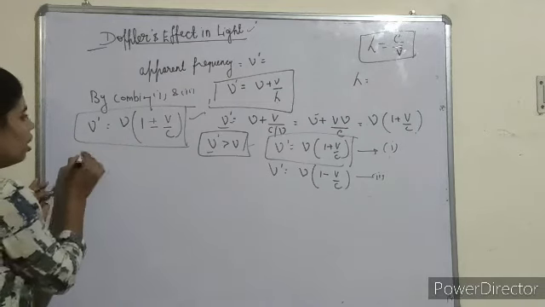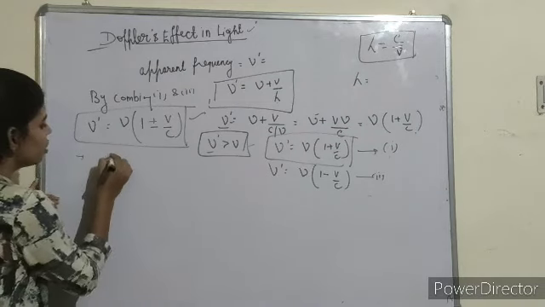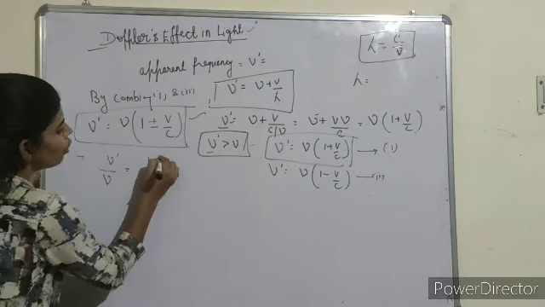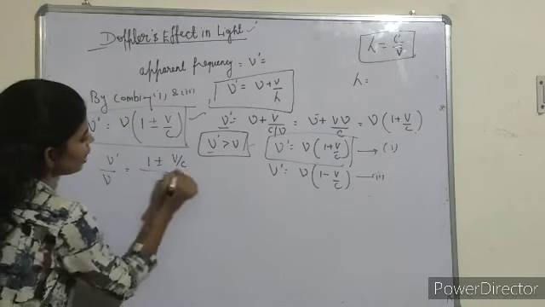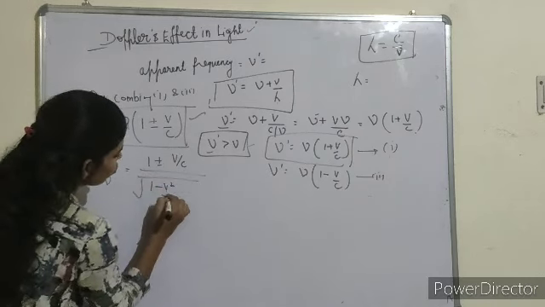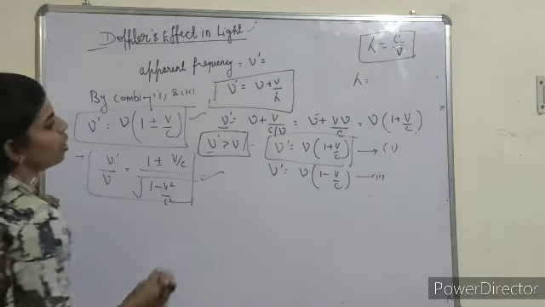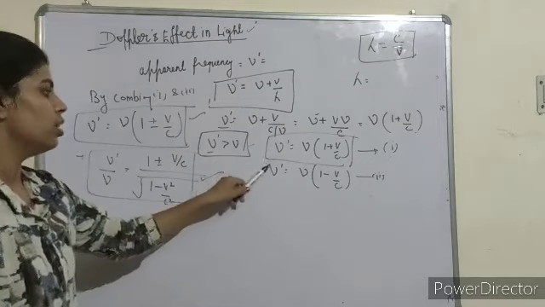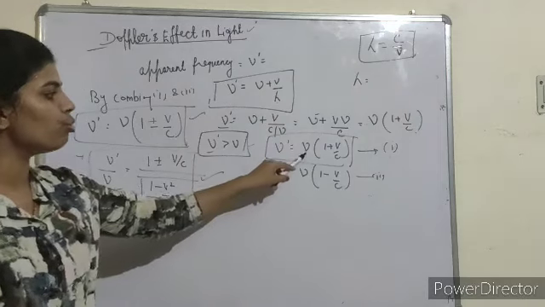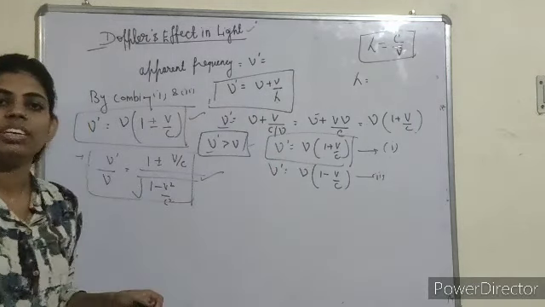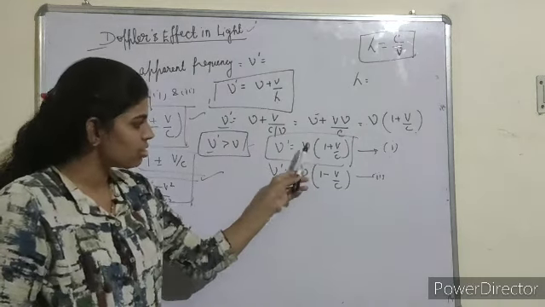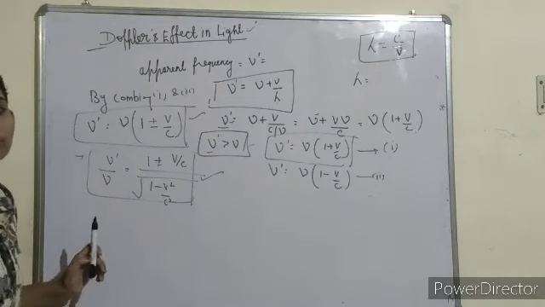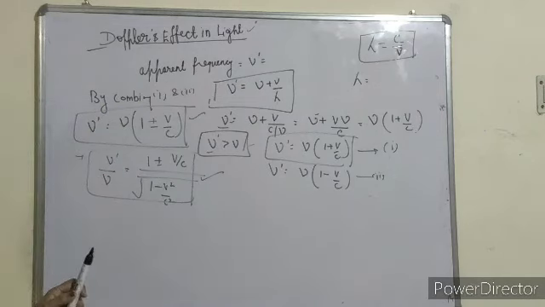And we can modify this equation as nu dash by nu is equal to 1 plus or minus v by c, and it can be written in terms of 1 minus v square by c square. We have already derived the apparent frequency for when the distance between source and observer is decreasing, and when the distance between the source and the observer is increasing. Now we have to find out the velocity of star.